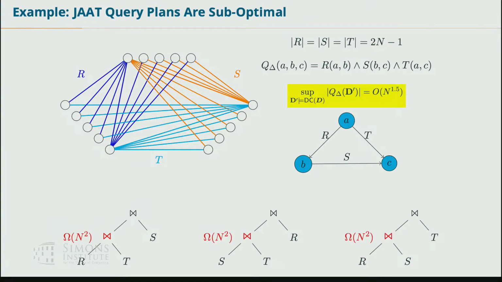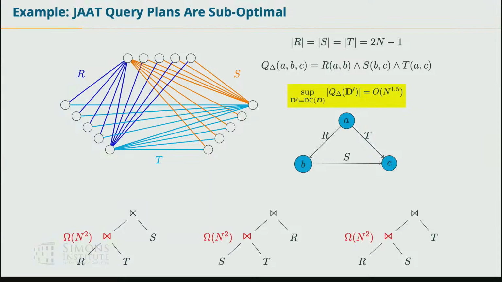We look at all the triples ABC for which AB is in R and BC is in S. And then we take the result of that and join with T. Or you could have this plan: you join S and T first, and then R, or join R and S first, and then T.